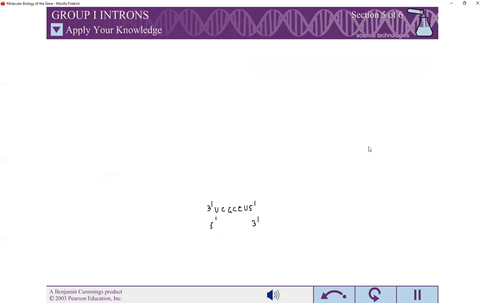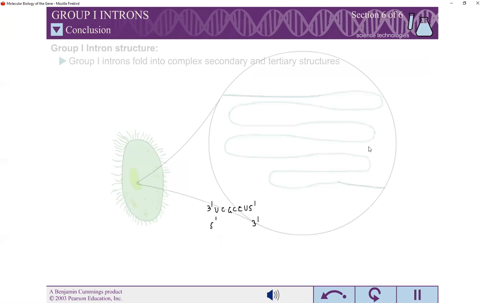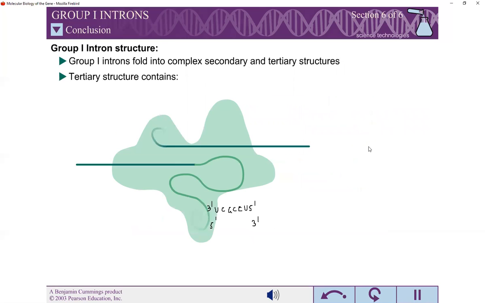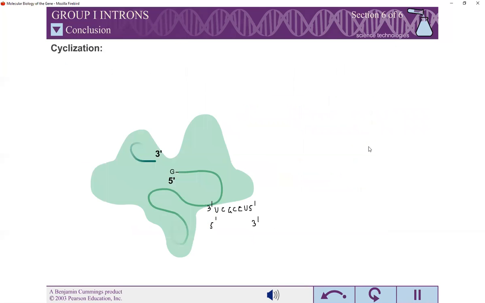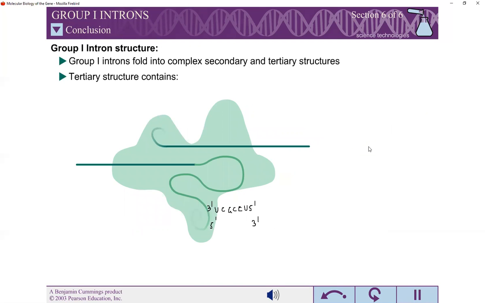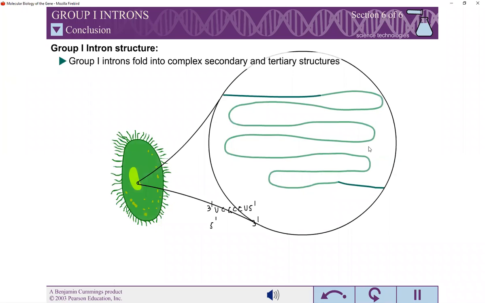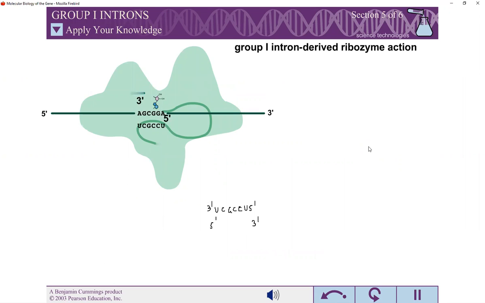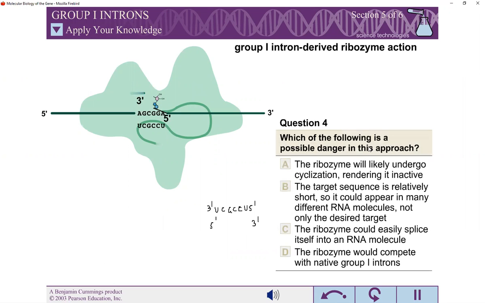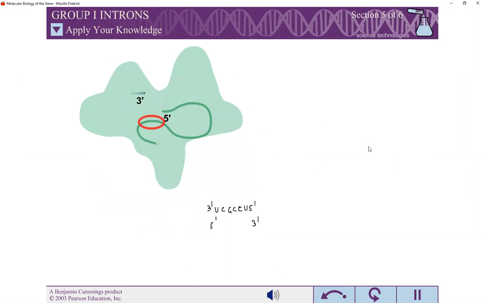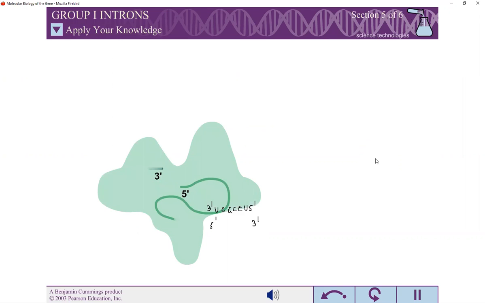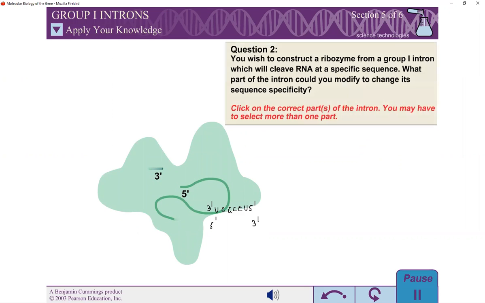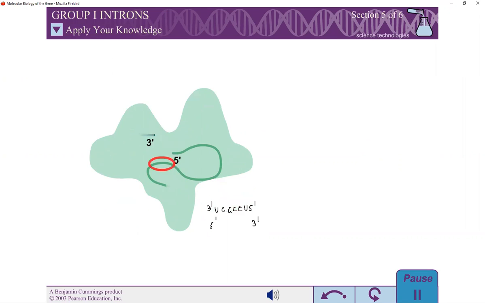Group 1 intron, Question 1. The group 1 introns are catalytic RNA. Question 4. Which of the following is a possible use? Question 3. Question 2. You wish to construct a ribozyme from a group 1 intron. This we have. Question 3.